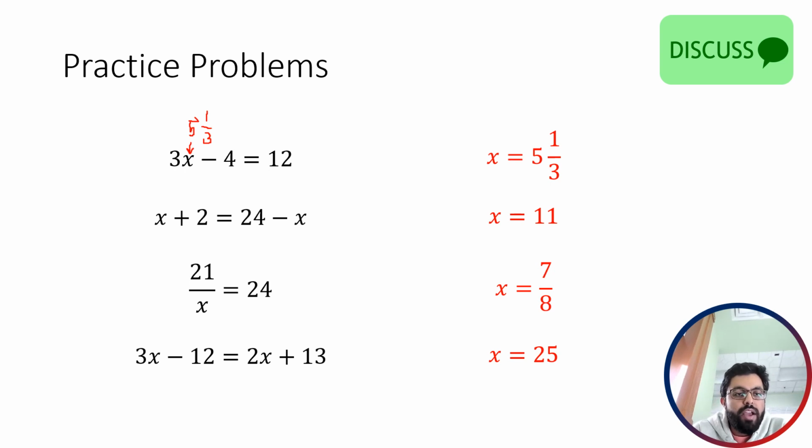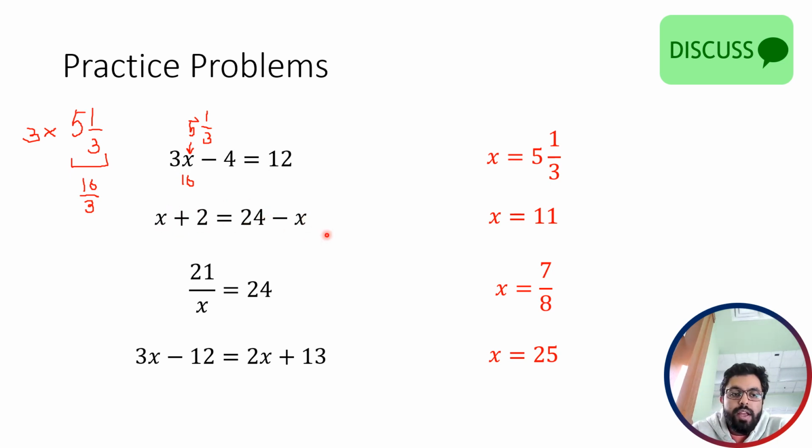So 3 times 5 1/3 is going to come out to 16. Because we're replacing the x by this, if you turn that into an improper fraction, this thing will turn into 16/3. And then of course, if you multiply that by 3, then you cancel it out with this 3 in the denominator and you're left with 16 minus 4, which is indeed 12. So this first one checks out. The second one, I've said x is equal to 11. So if you plug in 11, you get 13 on the left side, and 24 minus 11, that's 13 on the right side.